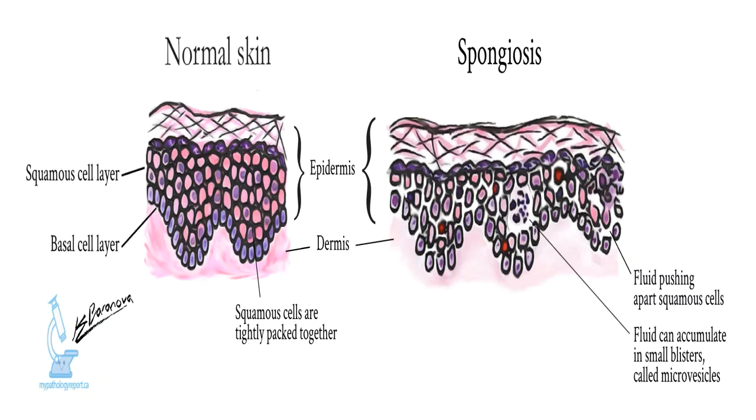Now coming to today's topic. So what is spongiosis? Now this is normal skin and this is spongiosis. As we can see here, in normal skin, the squamous cells are tightly packed together. Whereas in spongiosis, there is fluid which pushes the squamous cells apart. The fluid can accumulate in small blisters. These blisters are known as microvesicles.